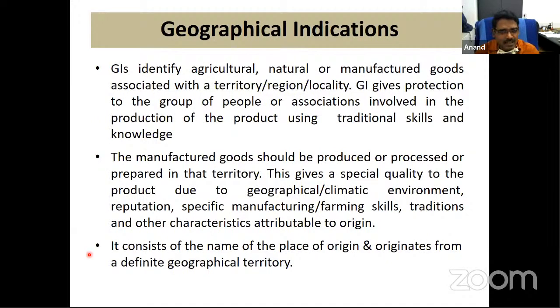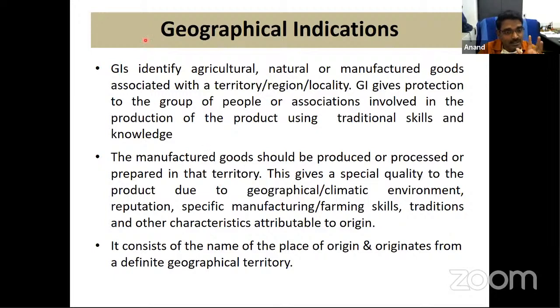So this GI, apart from protecting your rights, also leads to the reconciliation of people who might otherwise go into arguments. Okay, so GIs are very specific to a region or a locality, and it gives protection to the group of people or associations involved in the production of the product using traditional skills and knowledge. And the manufactured goods should be produced or processed or prepared in that territory.